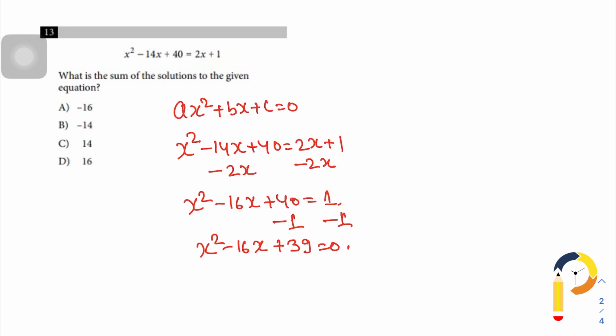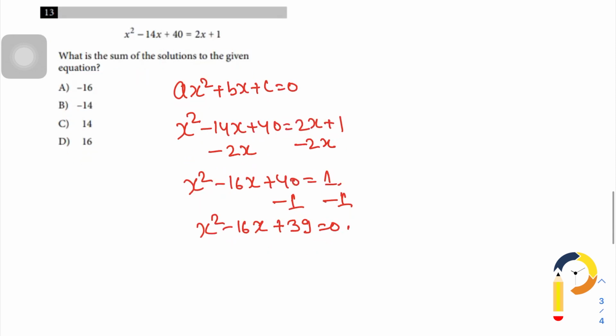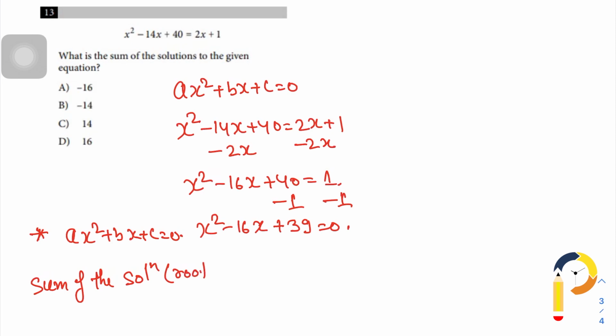You see, the question is asking what is the sum of the solutions of the given equation. So let me tell you, this is the rule. When you have the equation in the form of ax square plus bx plus c is equal to 0, then the sum of the roots, or you can say the solutions, is equal to negative b by a. You can directly say that it is negative b by a. I'll tell you about this in another video. Soon we will start making the videos topic wise also. So then I'll tell you how it comes.